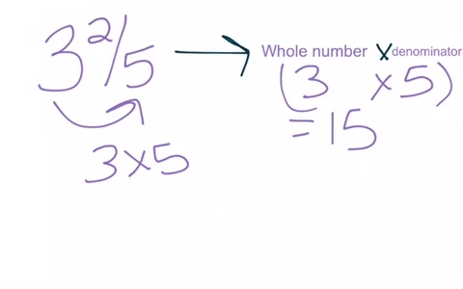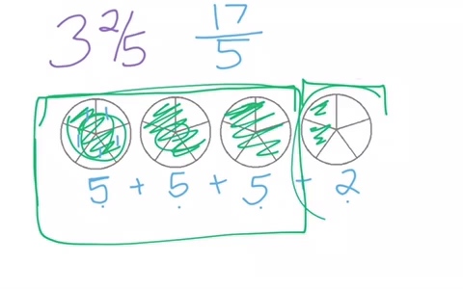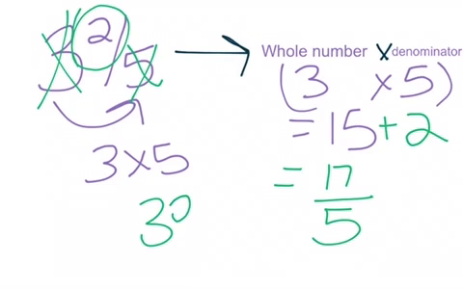And that means I have dealt with this number, and I've dealt with this number, and I still have to deal with this one. So just like we did in our picture, once we calculated what all 3 of these were, we took the remaining 2 and we added them. So here we've done 3 times 5 to calculate how many parts are in the whole, and now we're just going to add the 2 that are left over in our fraction, and that's going to give us 17 out of 5. Okay, so once again, 3 and 2/5 is equal to 17/5.